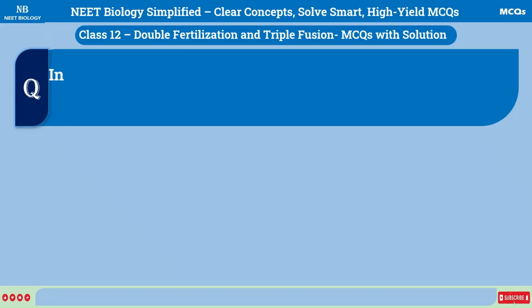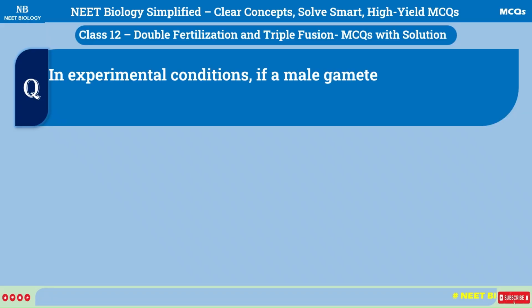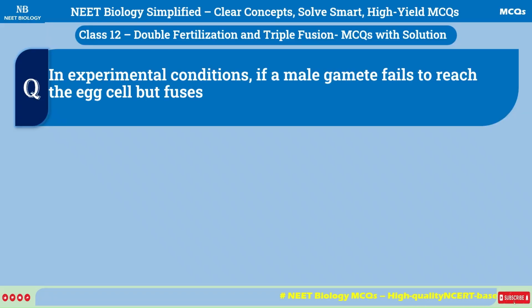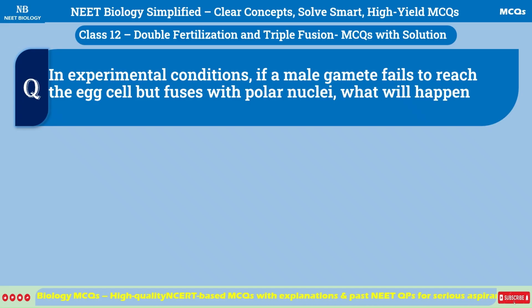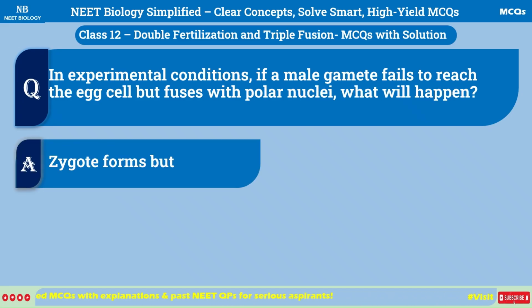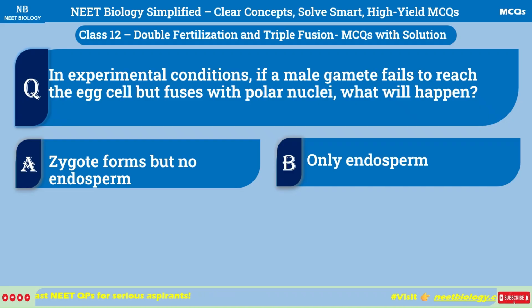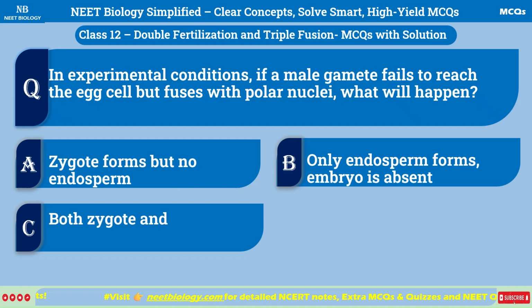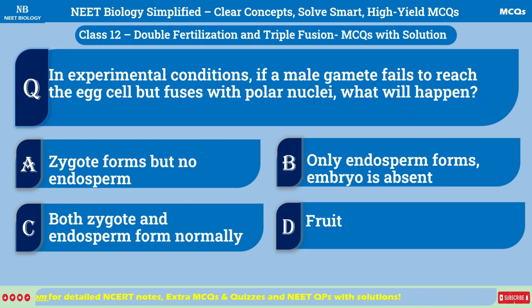In experimental conditions, if a male gamete fails to reach the egg cell but fuses with polar nuclei, what will happen? A. Zygote forms but no endosperm. B. Only endosperm forms, embryo is absent. C. Both zygote and endosperm form normally. D. Fruit formation is enhanced.